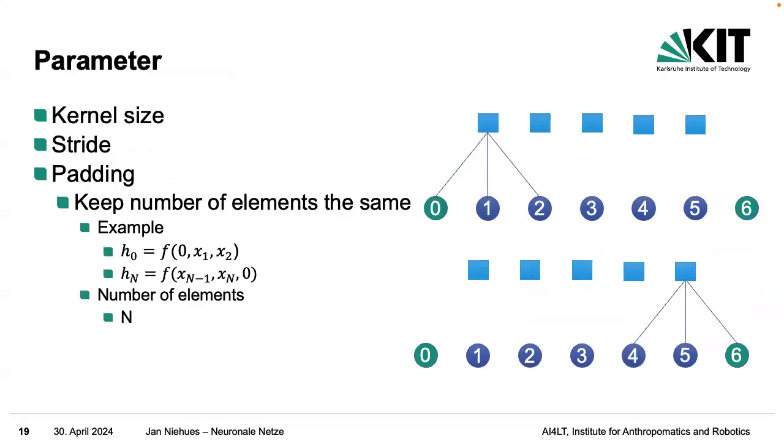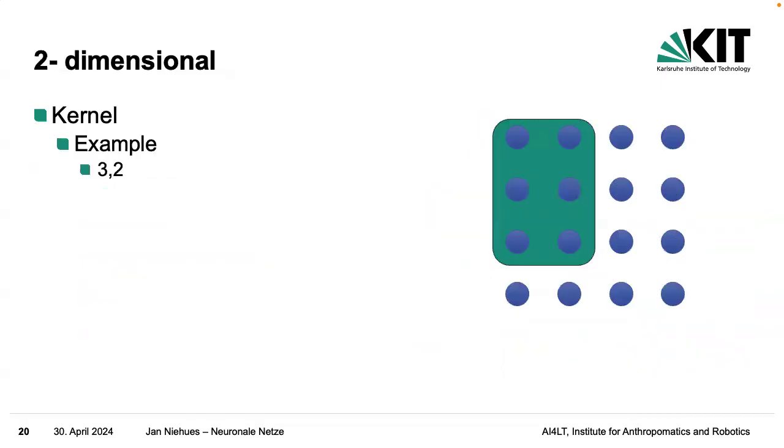So here the extension to the two-dimensional case is not really difficult. The only thing we are doing differently is that we are now specifying our kernel size not as a 1D parameter, but as a two-dimensional one. So for example, we could have a kernel which has size 3, 2. So 3 in the one dimension and 2 in the other, and then we can shift again over our input matrix and apply it.